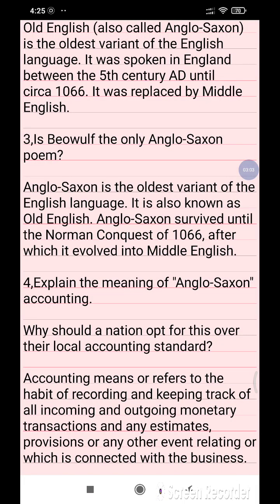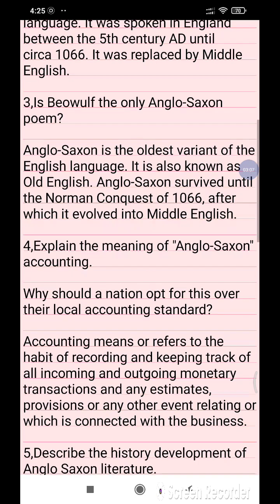Now the next question is, is Beowulf the only Anglo-Saxon poem?